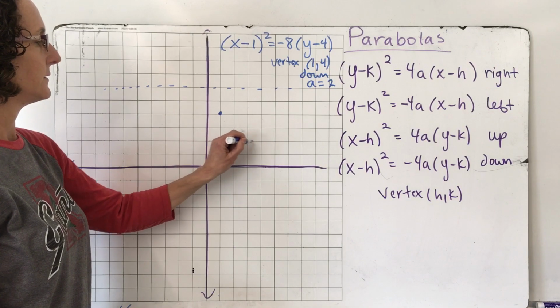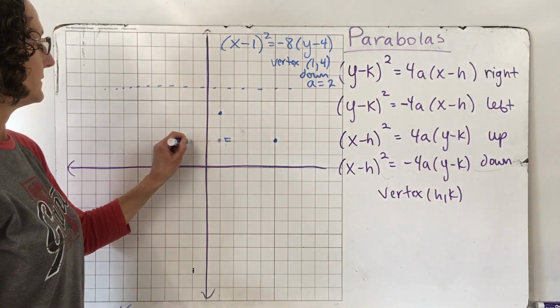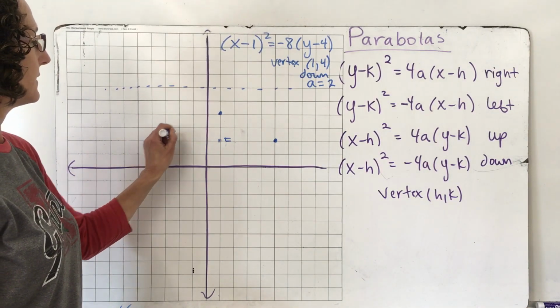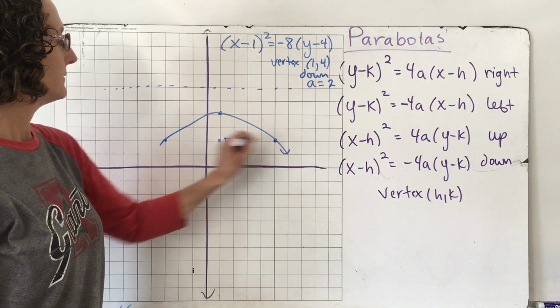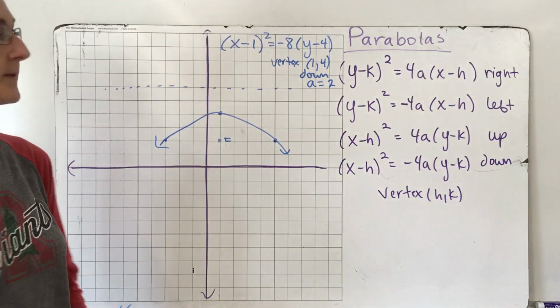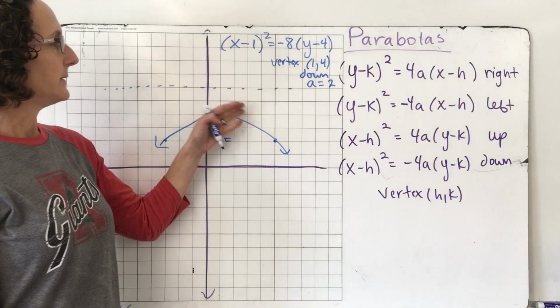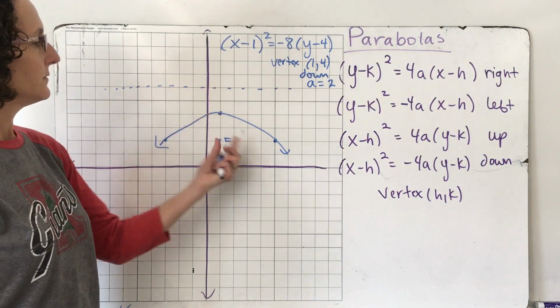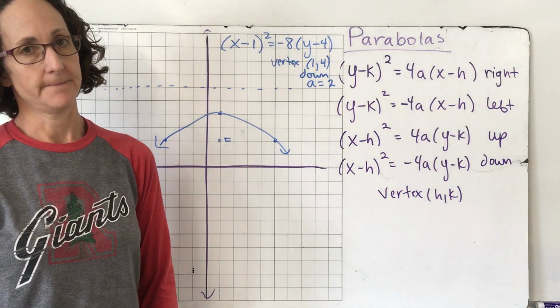So you go 1, 2, 3, 4, 1, 2, 3, 4, and you draw, ooh, that's not my best parabola, but it's okay. All right, so it's a parabola opening down. This distance is 2. The lattice points are 4 out, and you are done.